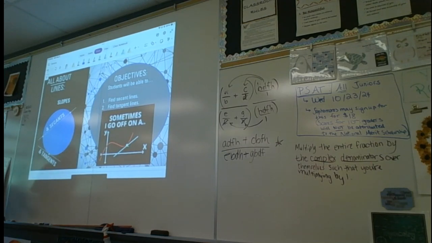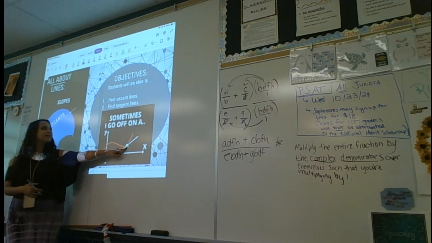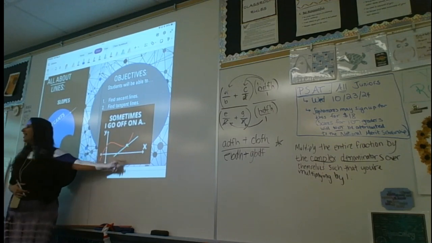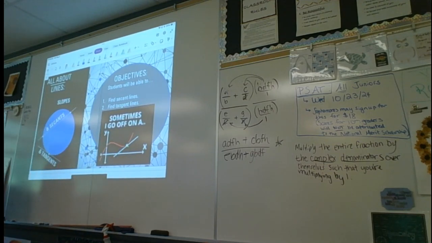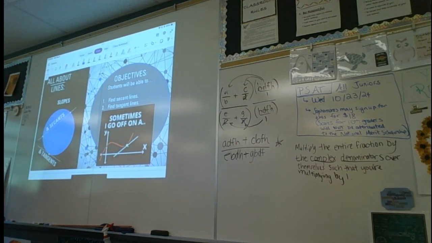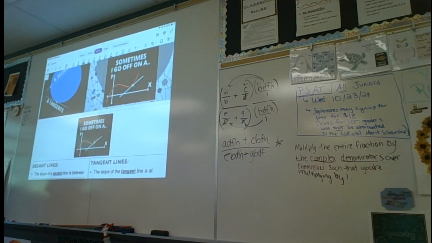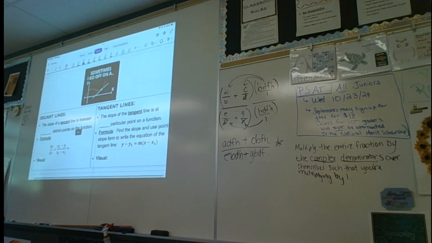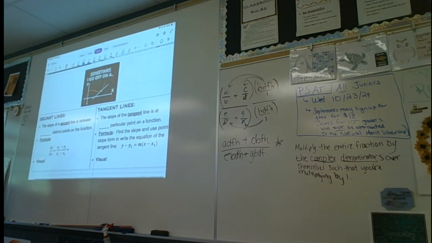Okay. So, do you guys know what this mathematical concept is? Sometimes I go off on a tangent. All right, this is a tangent line, and this is a secant line. A secant line goes through 2 points on any line or curve. The goal in calculus is to find the slope of a curve, which tangent lines allow us to do. So we're going to do the basic algebra part of it today.